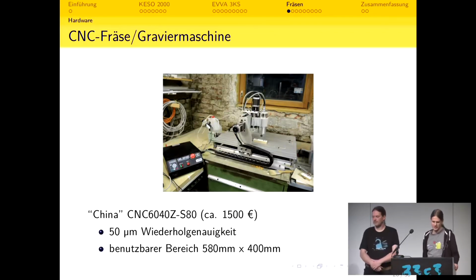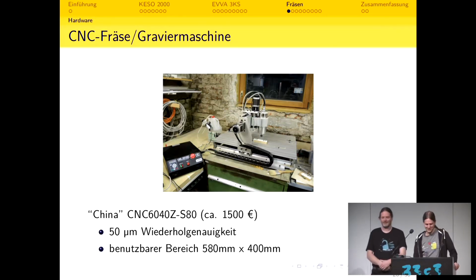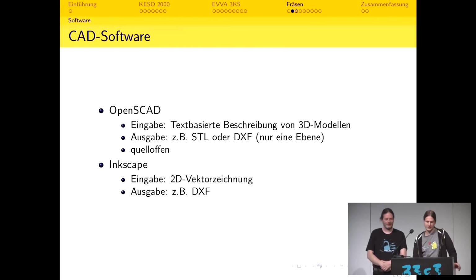In our club, we have a CNC, an engraving machine. It's pretty cheap. It's bought from China. It costs us about 1,500 euros. It has 50 micrometer reliability, and the area isn't quite enough for milling a key, but it's all we had.